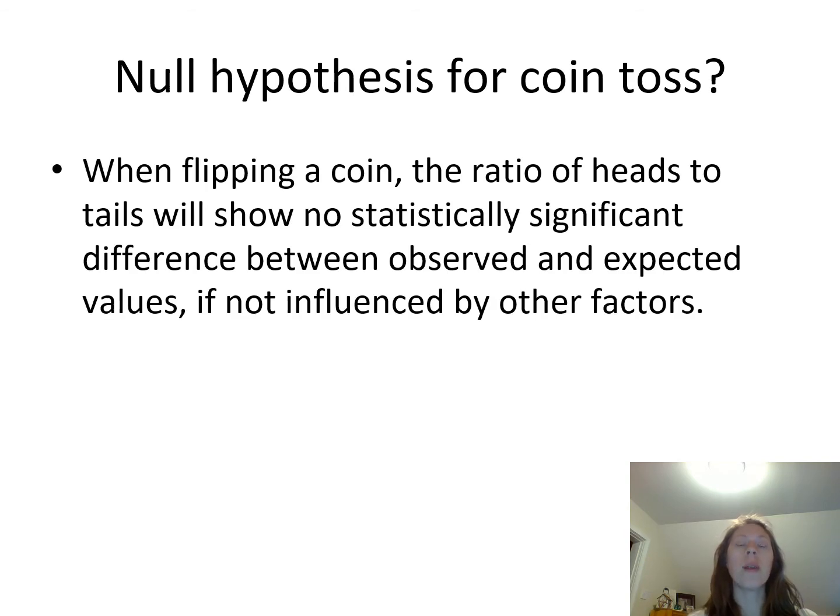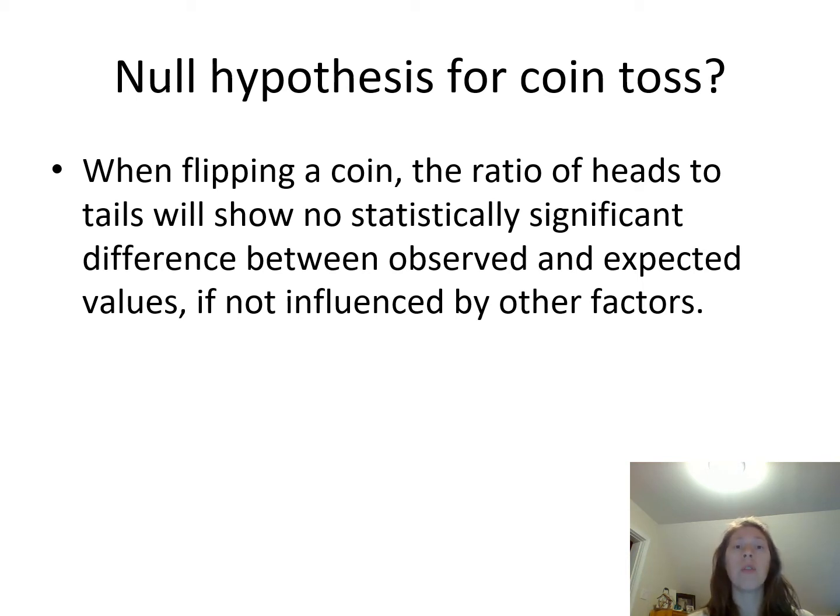So for our coin toss, we can think about flipping the coin. And what we're going to do is analyze the ratio of heads to tails. So how many heads versus tails do we get? Well, we all can pretty much assume there should be a 50-50 chance. So if I toss a coin 100 times, I should get heads 50 times and tails 50 times.